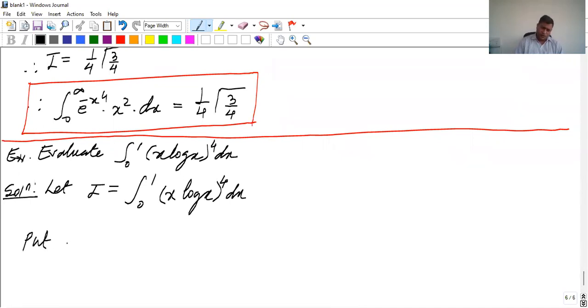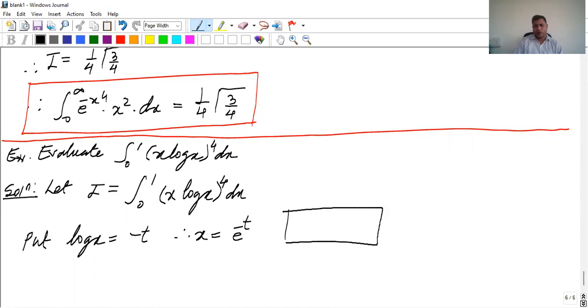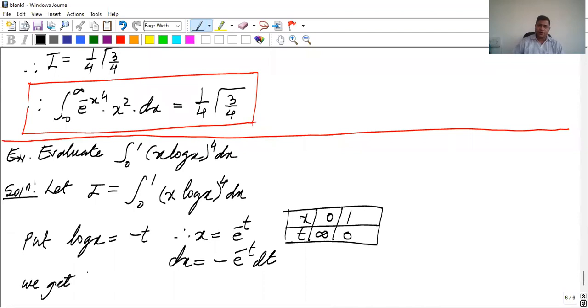What is the substitution? Put log x equal to minus t. So we get x equal to e raised to minus t. Then what are the limits? Here x is running from 0 to 1 and t is running from infinity to 0. What will be dx? dx is minus e raised to minus t dt.